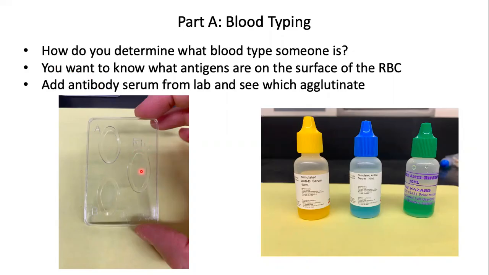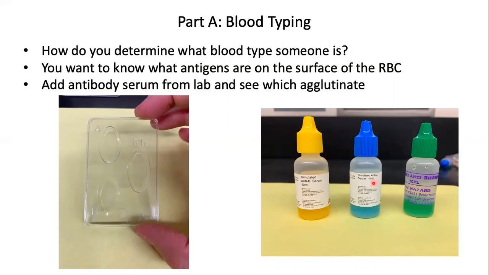You don't know what blood type this is, but you want to figure out what blood type it is. So you're going to add antibody serum that we got from Carolina or from Sigma Corporation and see which one agglutinates. If you take a look at the picture, this should be in order and it's not. So here's antibody A serum. What does this contain? This contains A antibodies. That's why it's called anti-A. That stands for A antibodies.